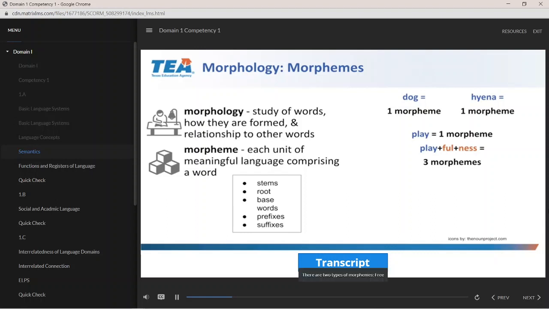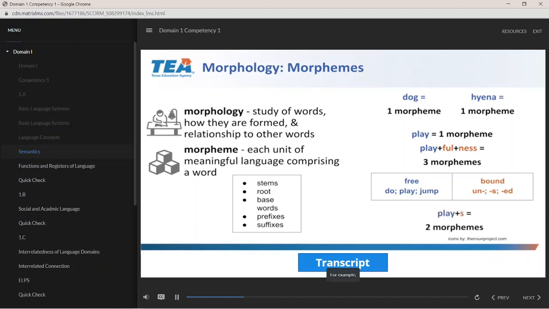There are two types of morphemes: free or independent morphemes, such as do, play, or jump, and bound, as in dependent morphemes, which include prefixes and suffixes, such as un, words ending in s to signify plurality, and ed endings to signify past tense. For example, the word plays has two morphemes. Play is an independent morpheme, while the s ending is dependent.